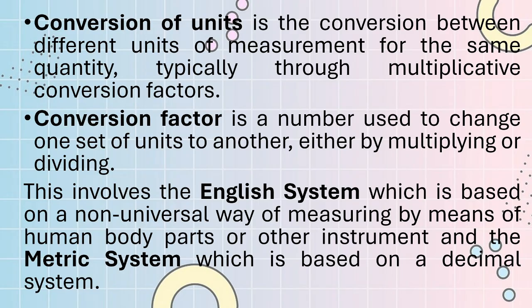Yung isang unit, maiiba ng unit. Like for example, 60 minutes, how many seconds? Sa isang oras, how many minutes? Sa isang metro, how many centimeters? So, magkaiba sila ng unit. Okay, conversion factor. So this involves the English system, which is based on a non-universal way of measuring by means of human body parts or other instruments, and the metric system, which is based on the decimal system.